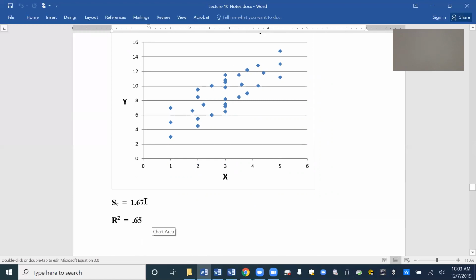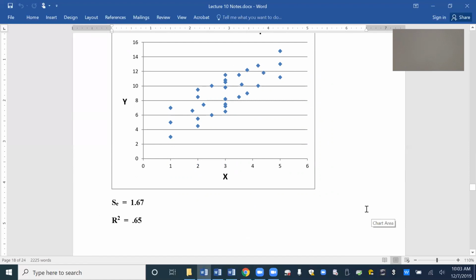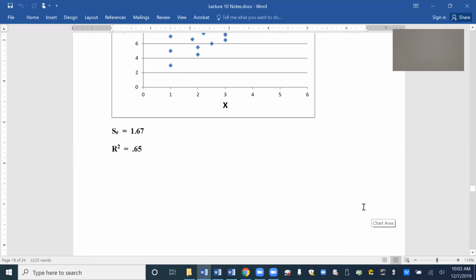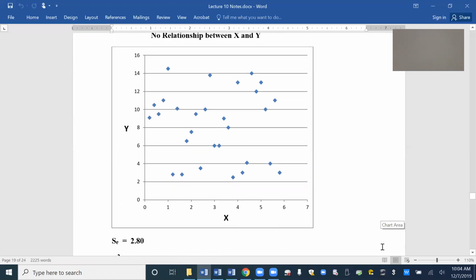We got our SE was 1.67 and our R squared was 0.65. Pretty good in the real world. It's a cruel, uncertain world out there, folks. Here's the X my brother-in-law suggested. Basically a shotgun blast, which means there is no relationship at all between X and Y.